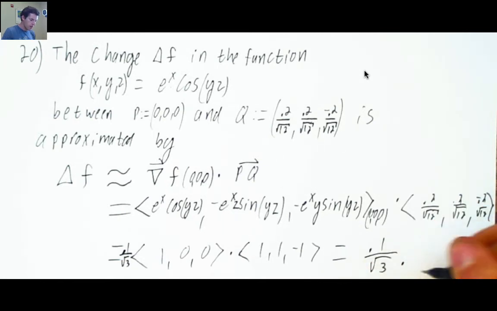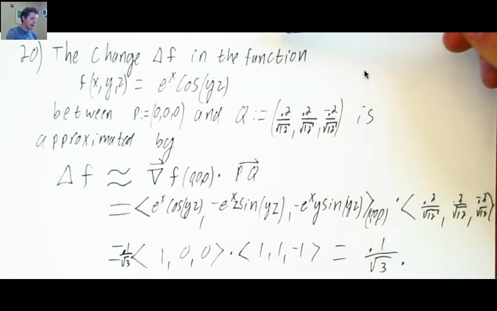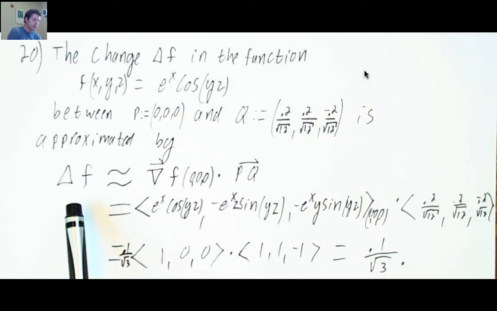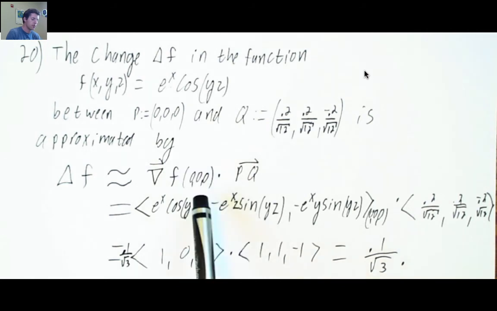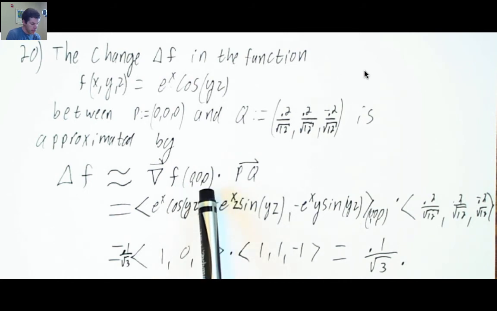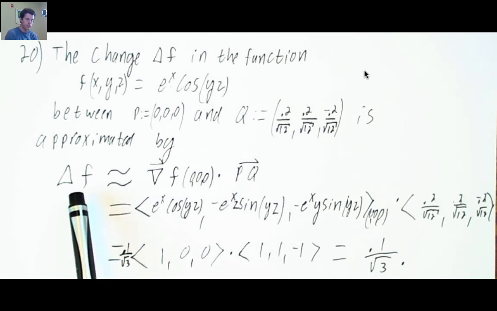Okay, let me make sure that I am fairly proud of my wording. The change delta f in this function between this point and this point is, now this is a general formula, the change in f between any 2 points P and Q, where P is near Q, is the gradient of f evaluated at P dotted with the vector PQ. Okay, the change in f is approximately this, which is equal to this, which is equal to this, which is equal to 0.1 over square root of 3. Yeah, I'm pretty happy with that sentence.